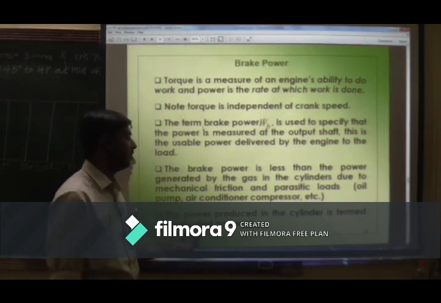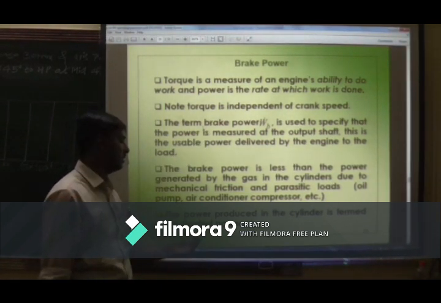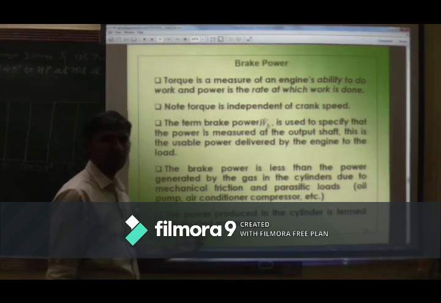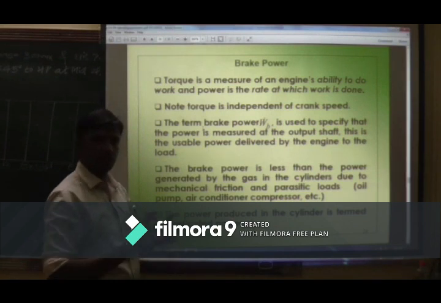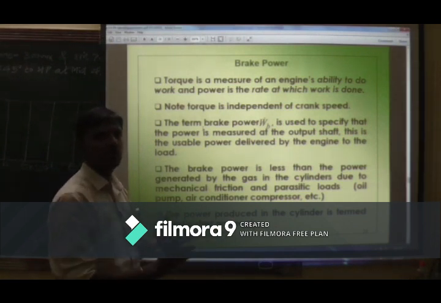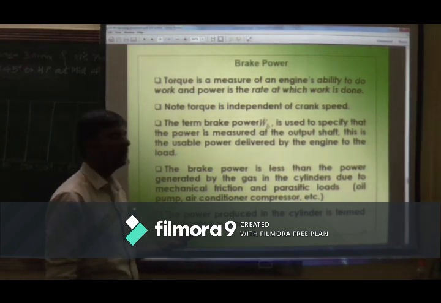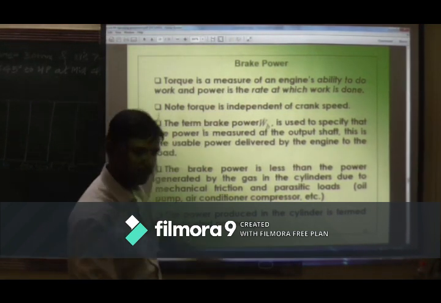So indicated power is always greater than brake power. Why? Because when we get indicated power and have to deliver that power to the shaft, there is some friction in between. We say it is friction power. So indicated power minus friction power is nothing but brake power.